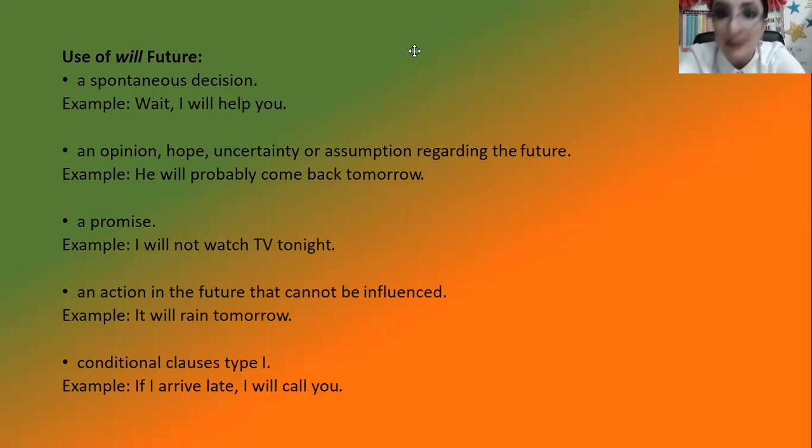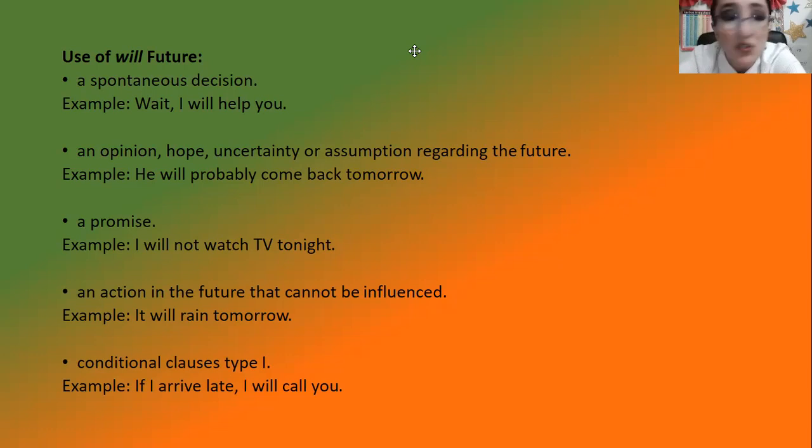Will is going to be, as I was telling you, for a spontaneous decision. It's something that you are deciding in this moment. You were not thinking about that. No, it is something that you are deciding, right? Or for example, when you go to a restaurant, you say, what are you going to be eating? I will have the fish and the coffee, please. Oh, you are making a spontaneous decision.